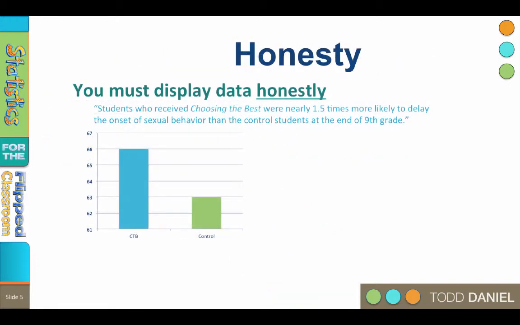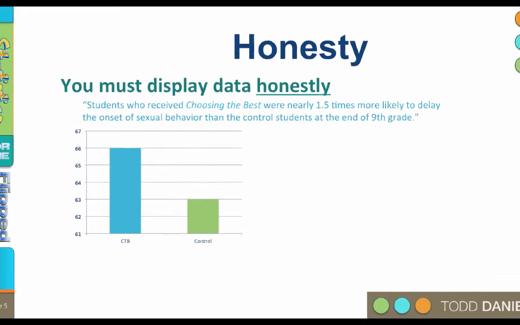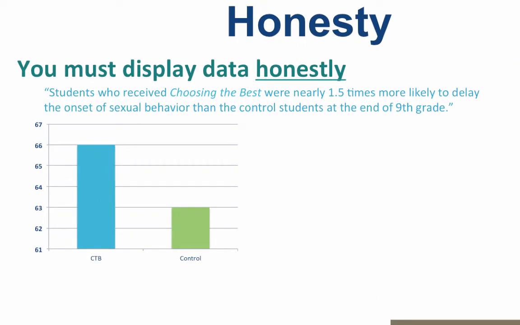Your most important obligation when graphing is to display the data honestly. It is possible to misrepresent data even though what you say is technically true. And here is an example of a bar graph showing the effectiveness of abstinence-only sex education. The vendors of this school curriculum claim, quote, "Students who received Choosing the Best were nearly 1.5 times more likely to delay the onset of sexual behavior than the control students at the end of the 9th grade."